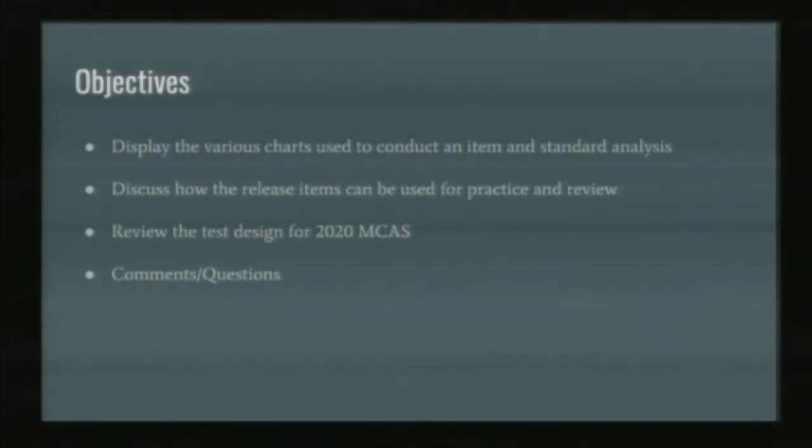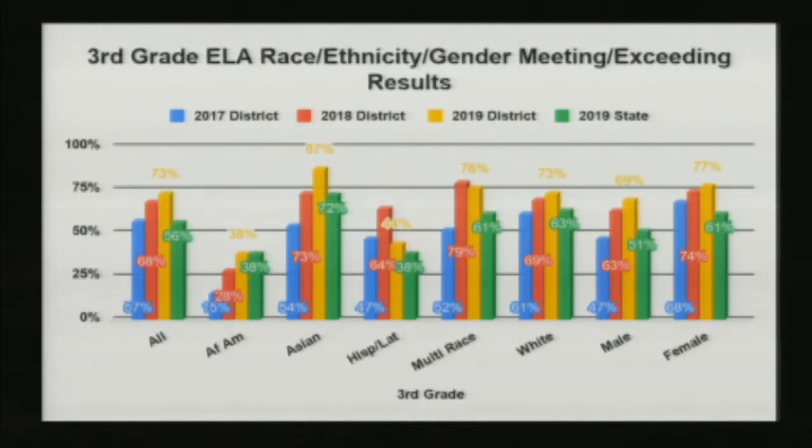No? Okay, great. So when Paul and I usually do the report, this is a common graph that we show, which lets you know how each subgroup performs on the particular content area. We report it out by the various subgroups, so you can see how the students in those subgroups are either meeting or exceeding the expectations for that content area. And then we report it out by grade level.